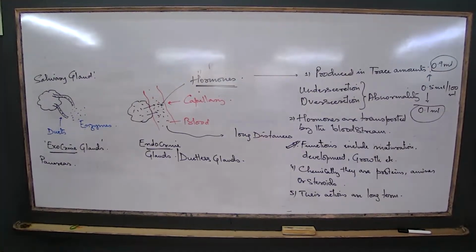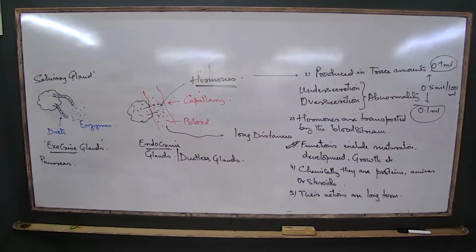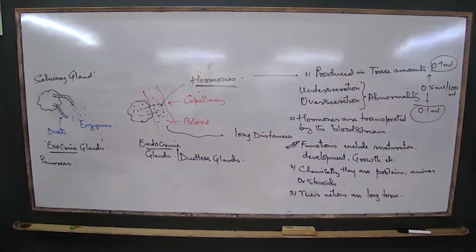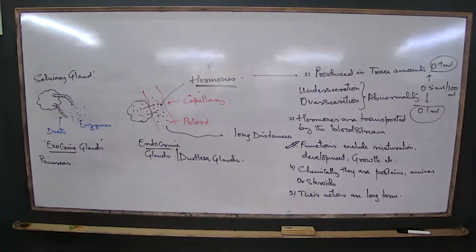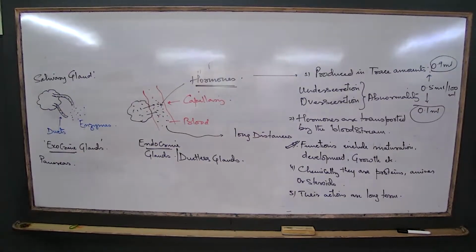Growth, maturation, all these. And any particular hormone remains in the blood for a long time. A particular hormone will remain in the blood for years to show its particular function. They are not generally released out from the body, excreted out from the body.